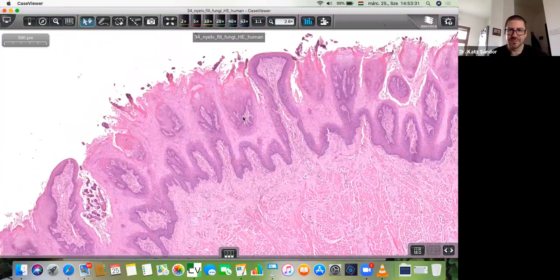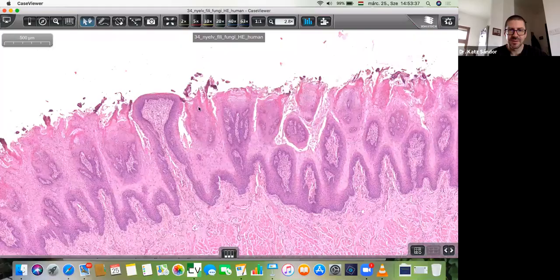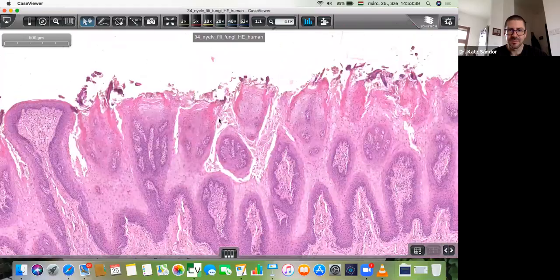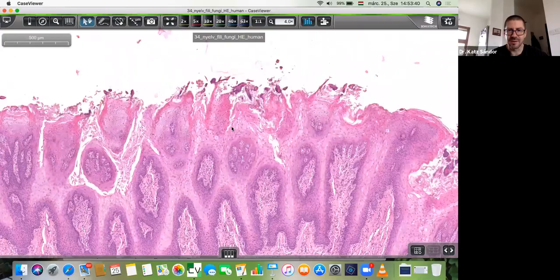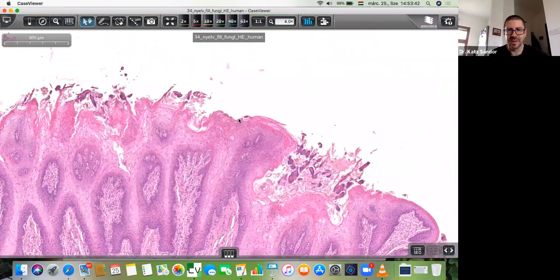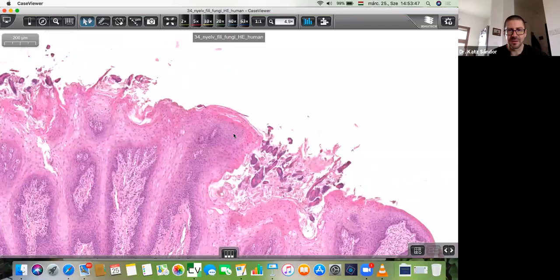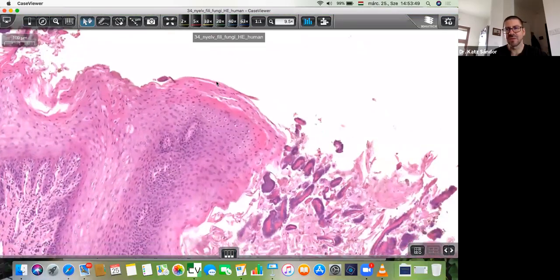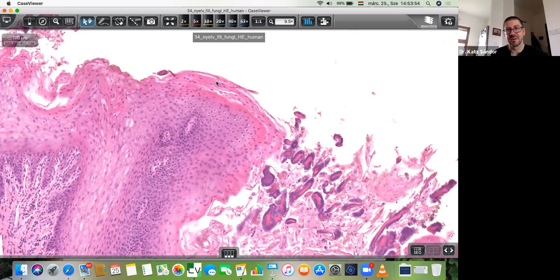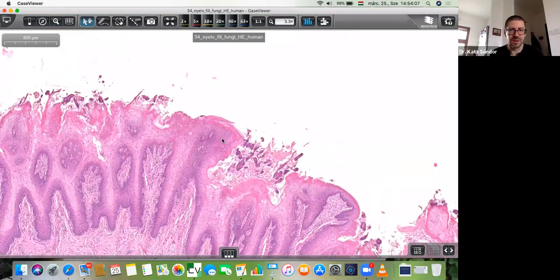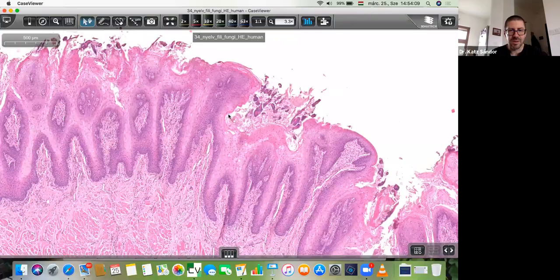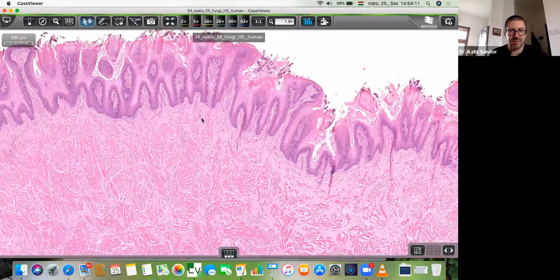The others, these papillae, are all filiform papillae. Looking at the top side, we have stratified keratinized epithelium covering the filiform papillae, increasing the friction between the tongue and the food bolus during swallowing.